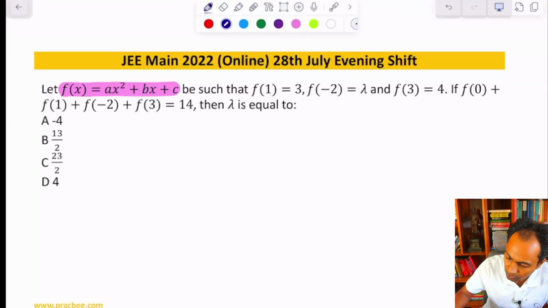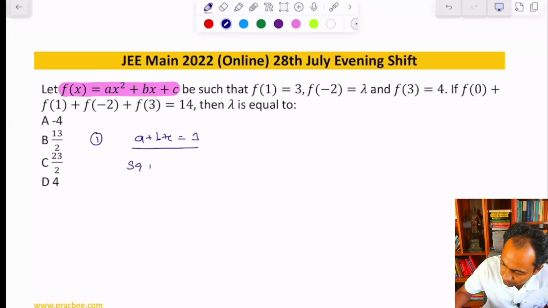Now what we can do here is, in the first step, put the value corresponding to 1. If I put 1, a plus b plus c would be equal to 3. Second, if I put 3, then what I will get is 9a plus 3b plus c is equal to 4. And ultimately, if I put minus 2, I will get the value lambda. If I put minus 2, this is 4a minus 2b plus c is equal to lambda.